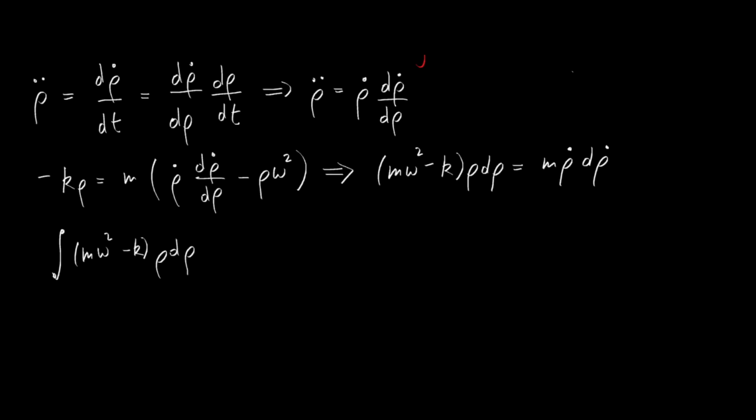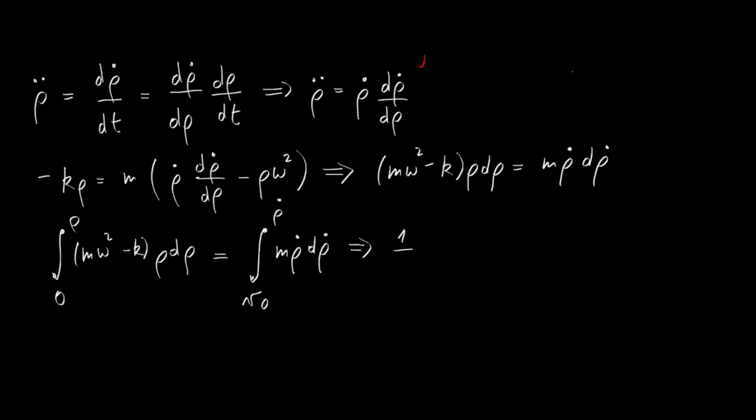rho d rho, and the limits of integration of this integral, which is written in terms of rho, go from 0 to some rho, some distance of the mass to the point O, and this will be equal to the integral of m rho dot d rho dot from the radial velocity that this mass has at t equals 0, which is v 0, to some arbitrary radial velocity rho dot. These integrals are quite simple.